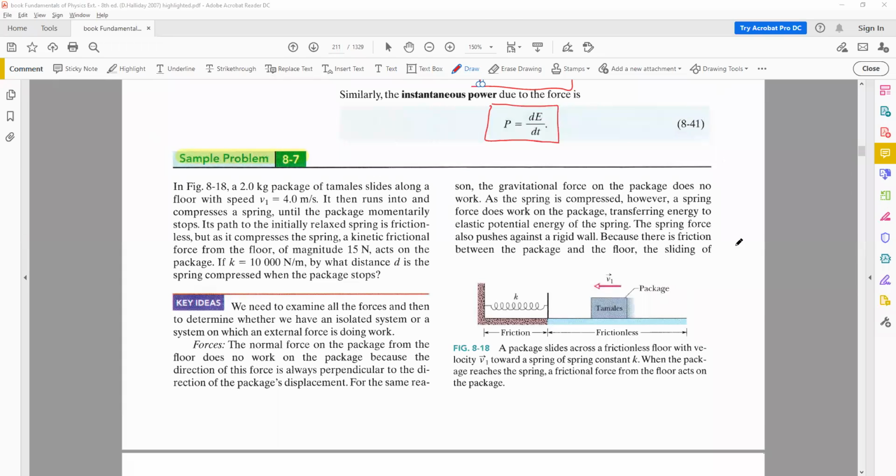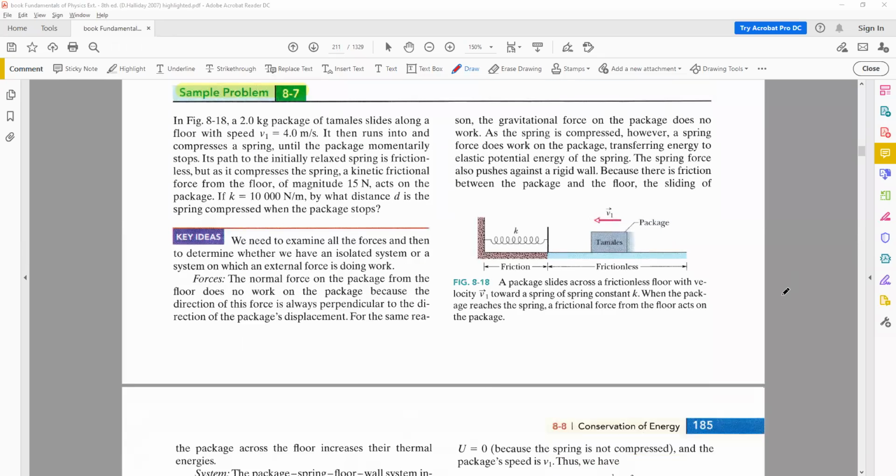Okay, right. So let's continue. I have shared this example with you. You can see it. Okay, good. So this is an example of a mass spring system.